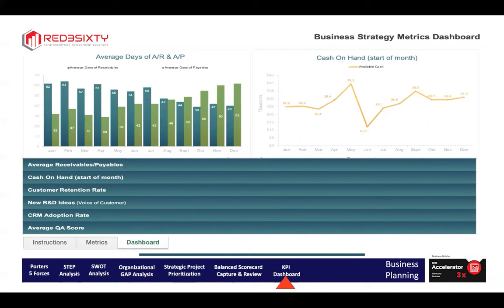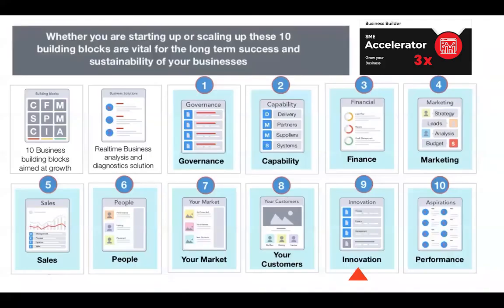And like I said, this is both the starting and ending point. We will be within the finance model, looking at cash on hand. We will be looking at customer retention rate within the customer model, and also looking at the CRM adoption rate within the customer acquisition model. And that is the business planning session. That makes up the first module, and like I said, the last module. The next module we'll be looking at in this next session is product or service innovation.